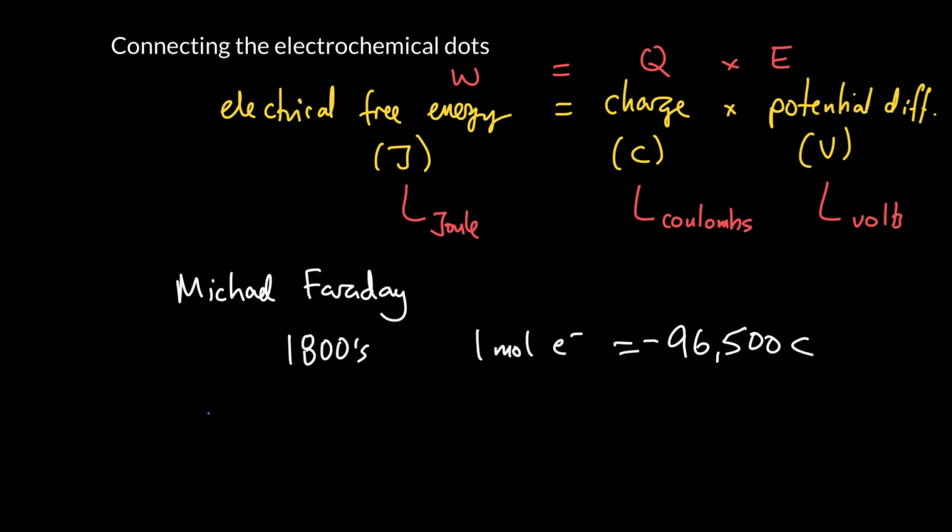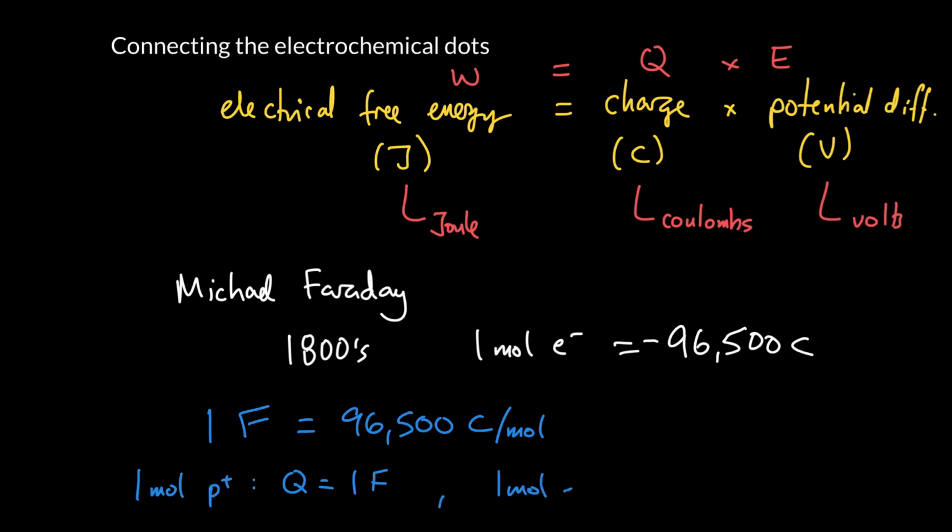So we define 1 Faraday as being equal to 96,500 coulombs per mole. And the way to think about it is that if you've got 1 mole of protons, it has a charge of 1 Faraday. And if you've got 1 mole of electrons, it has a charge of -1 Faraday. So that's the connection that we're going to need here.